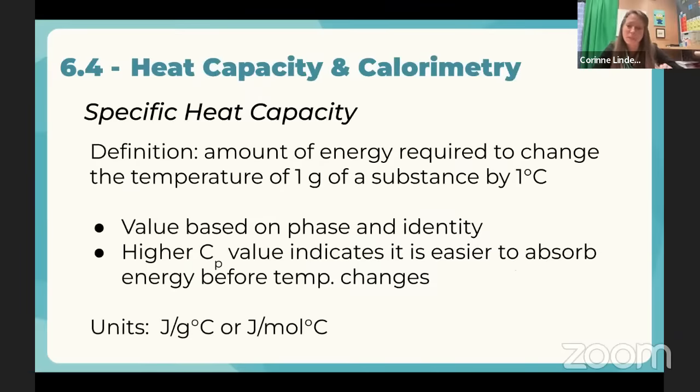Specific heat capacity is something you need to be aware of. It's the amount of energy required to change the temperature of 1 gram of a substance 1 degree Celsius. So note that these are specific based not only on the identity of the substance, but also the phase it's in. Liquid water versus solid water as ice are going to have 2 very different specific heat values.